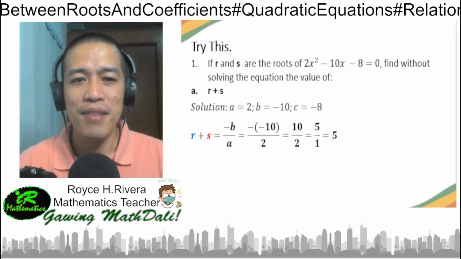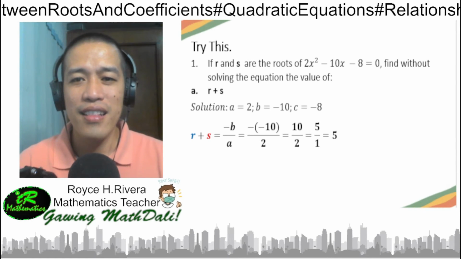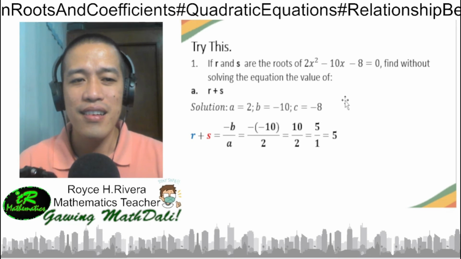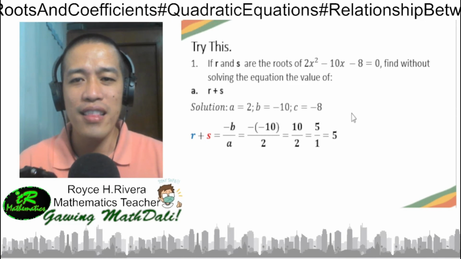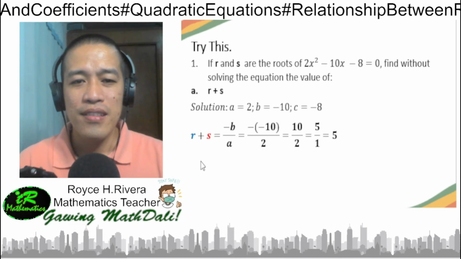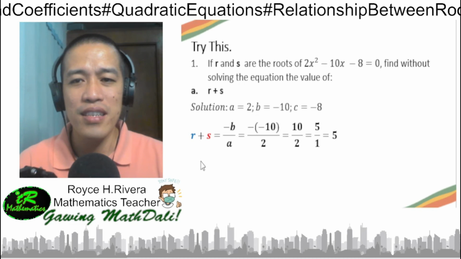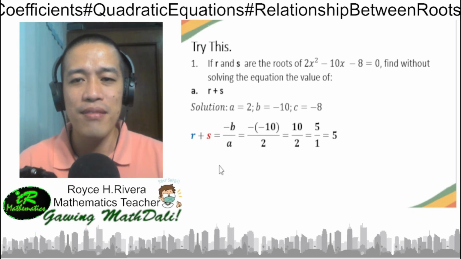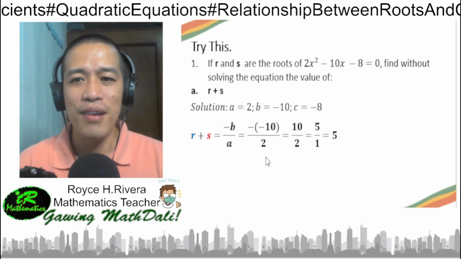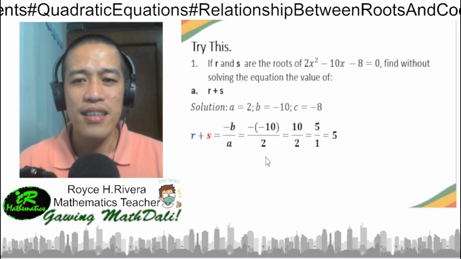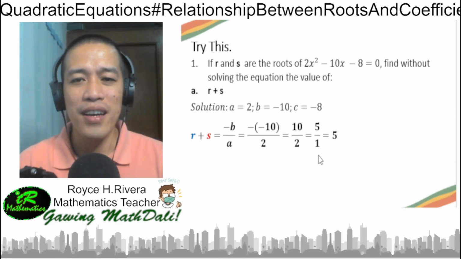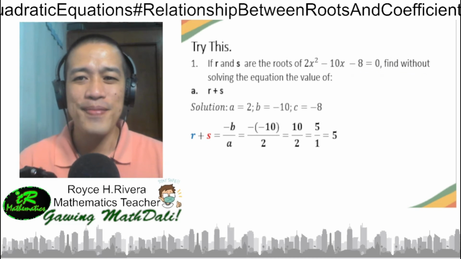Solving for the sum of the roots, we get the values of a, b, and c from the given quadratic equation. So we have 2, negative 10, and negative 8 respectively. So since we know that the sum of the roots is equal to negative of b over a, by substitution, we will have negative of negative 10 over 2, and that is equal to 10 over 2, 5 over 1, or simply 5.